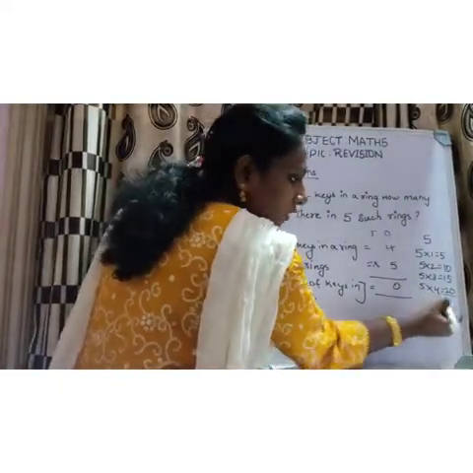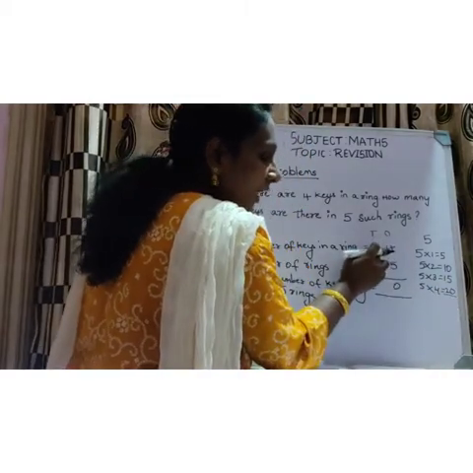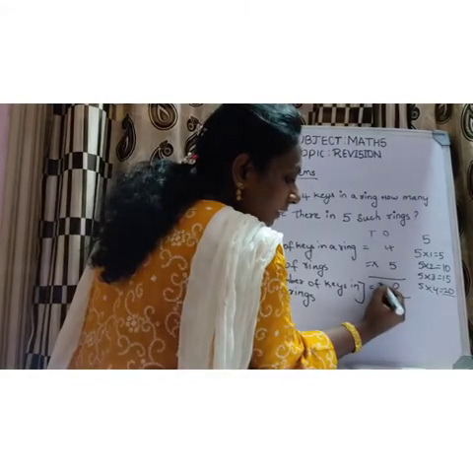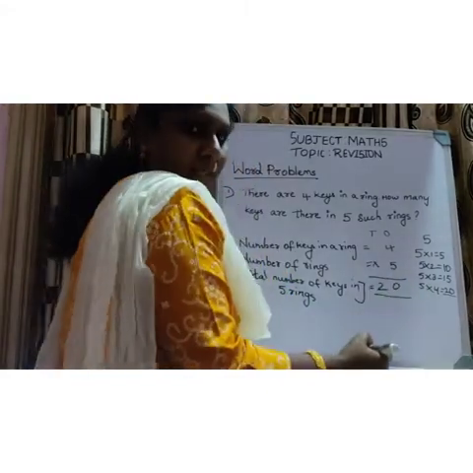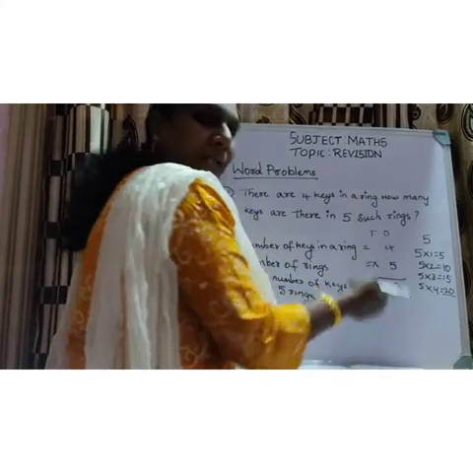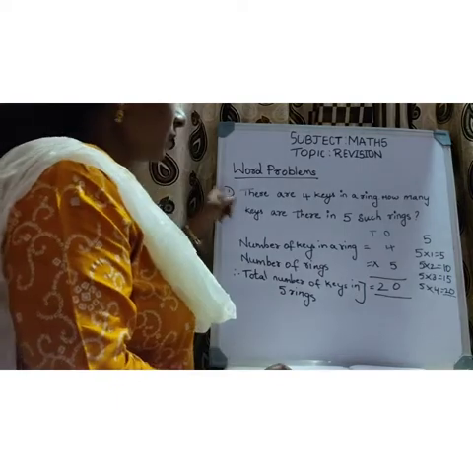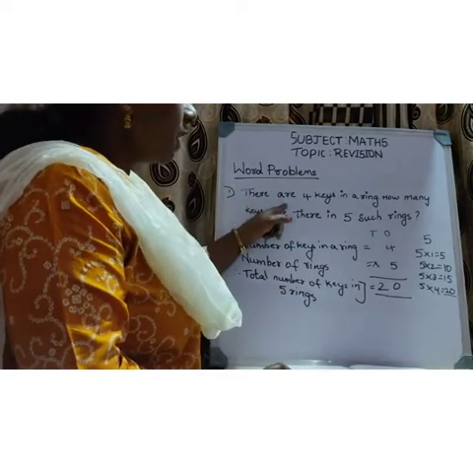0 you should write in the ones place, and 2 you should take as carry. But here you don't have any other number, so you can write it directly in the tens place. If you take it as carry once again, you may multiply, so I am writing it down directly. Understood, children?